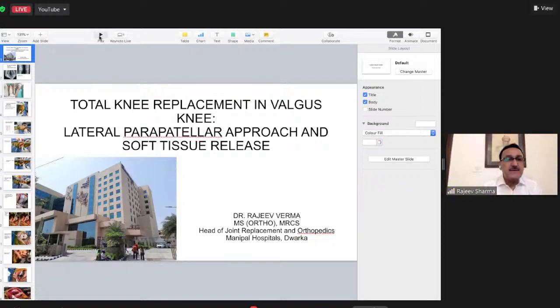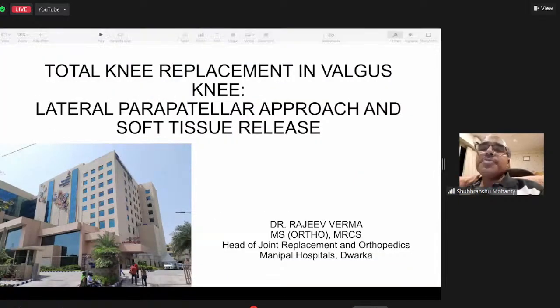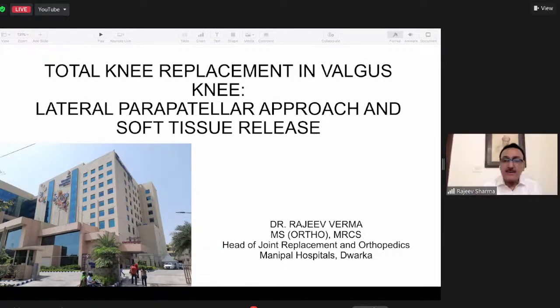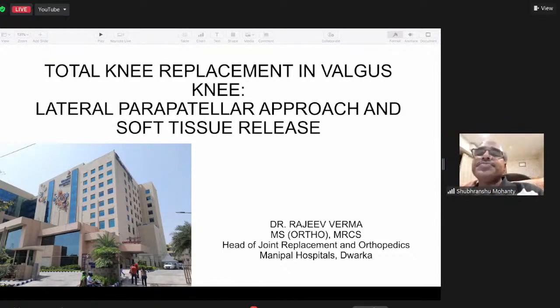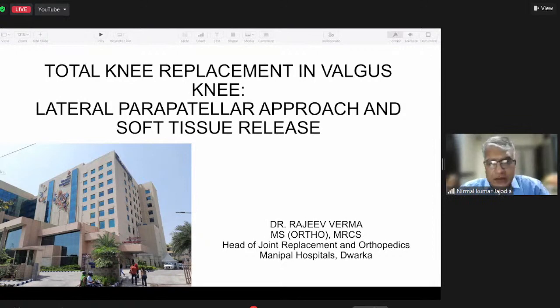There's a question in the chat box: what is your post-operative protocol? Do you change after doing a lateral epicondylar osteotomy? Nirmal, would you like to answer? So there is no change in the protocol. Because the lateral side is usually sclerotic in the non-rheumatoid knees, you get a good bony fixation, and none of the post-operative rehabilitation changes. We just go regularly standing, full weight bearing, and allowing the range of motion from the second post-operative day.